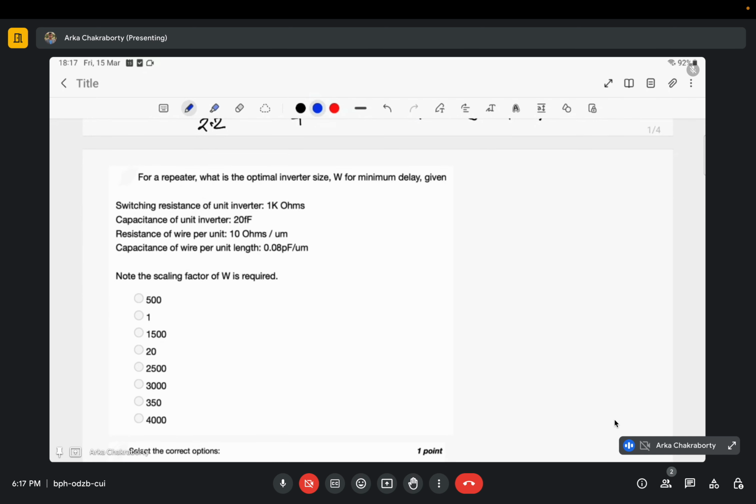Okay, question number 3. The question is, for a repeater, what is the optimal inverter size W for minimum delay, given the switching resistance, the capacitance of the unit inverter, and the resistance of the wire and capacitance of the wire per unit length are also provided. Okay, fine.